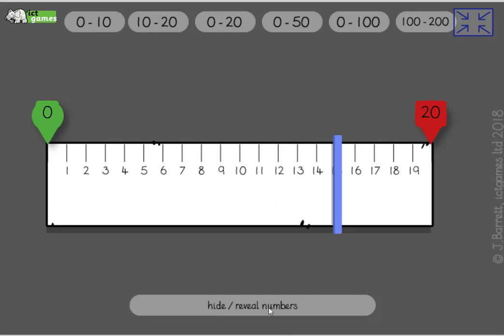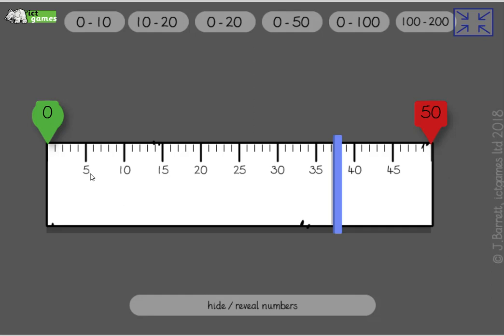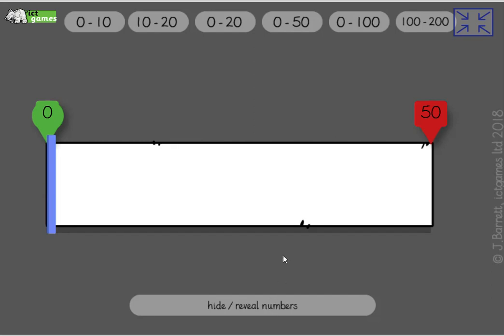Okay, now let's try another, let's take it to the next level. Let's do between 0 and 50. I'll just give you a quick flash. So these are going to be counting in fives because they'll be so tiny that we couldn't write the numbers on there. So we're going to be counting in fives, but we'll be able to see where they are. So here we go. Let's hide them first. Where would 25 be? Yes, halfway. 25 is halfway between 0 and 50.